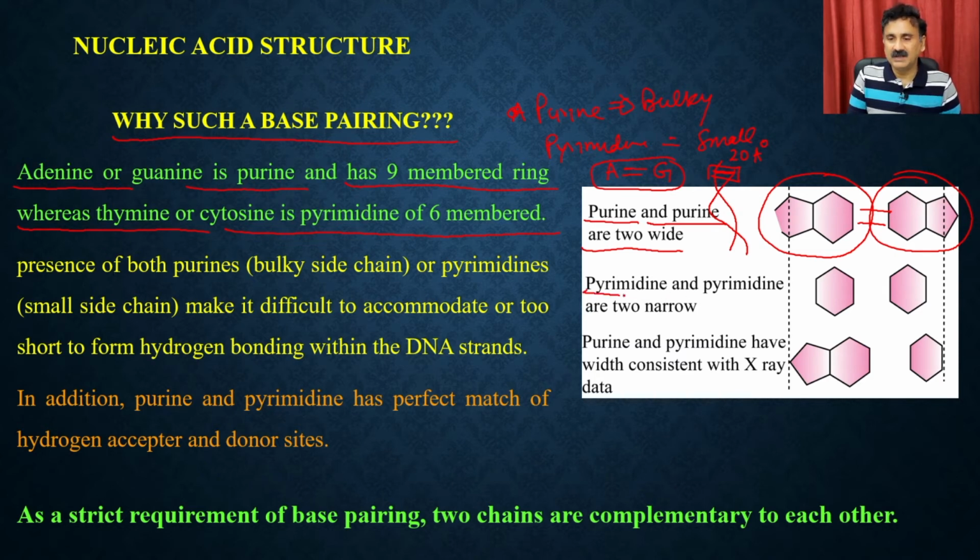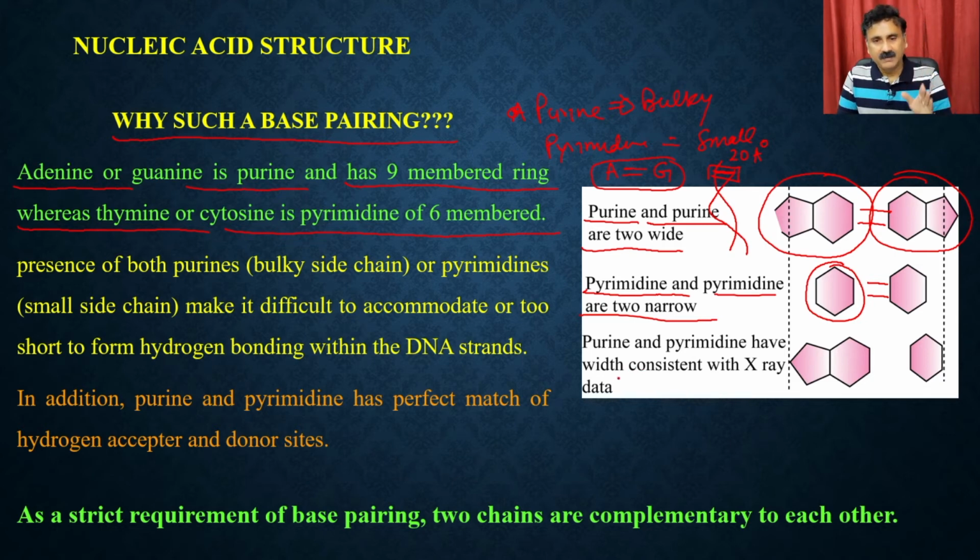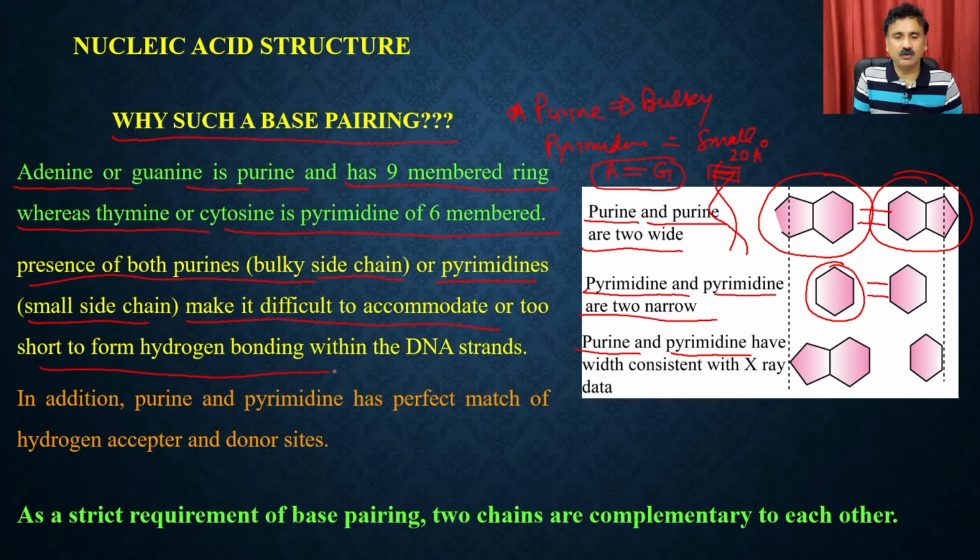The same is true if you have two pyrimidines. If you have two pyrimidines, they are going to be so far away that there will be no hydrogen bonding between them. Because of that, we have a consistent base pairing where on one side you have the purine and on the other side you have the pyrimidine. Both purines, which have bulky side chains, are difficult to accommodate, and both pyrimidines, which are small, are too short to form hydrogen bonding within the DNA strands.